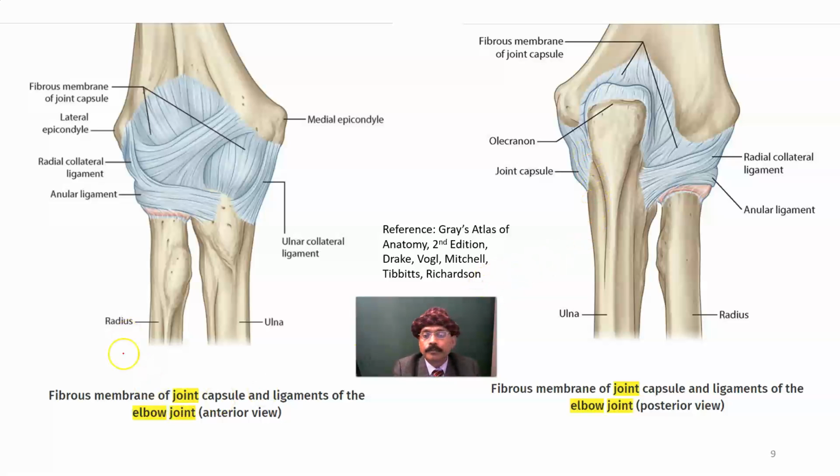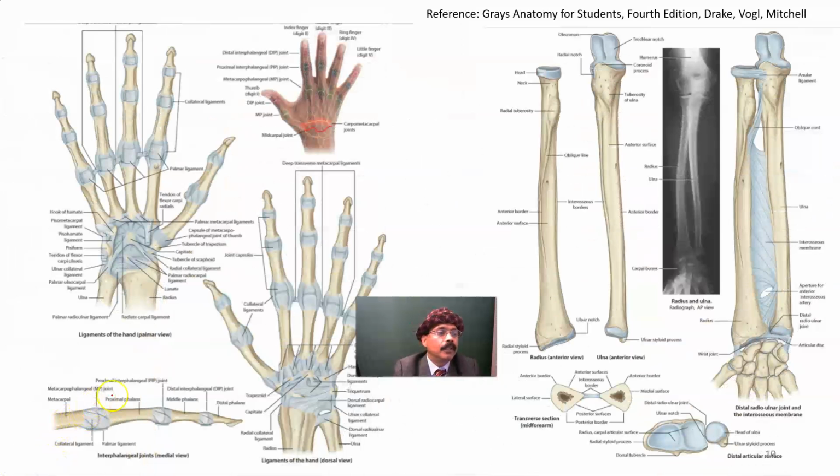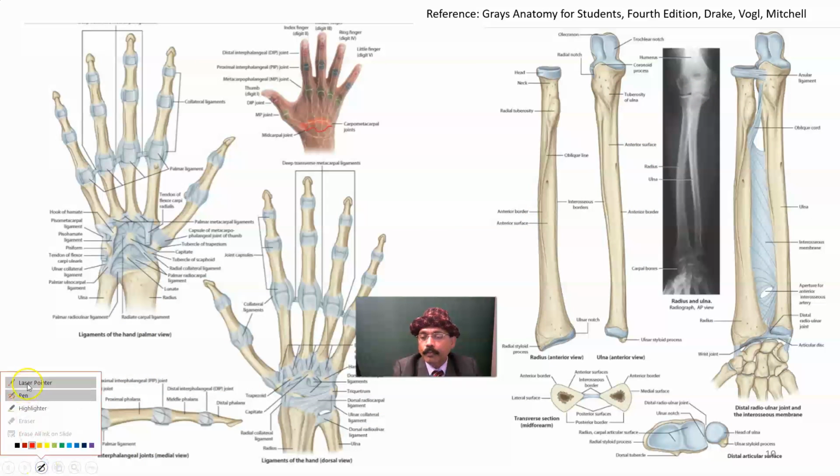Now this is radius, this is ulna. Here is the interosseous membrane. Here is the passage for the anterior interosseous artery, and the passage for the posterior interosseous artery. This is the oblique cord. The function is not well known. Okay, we got that. This is the tuberosity of the ulna, coronoid process for the insertion of the brachialis muscle.